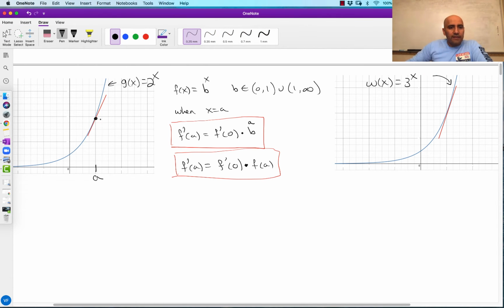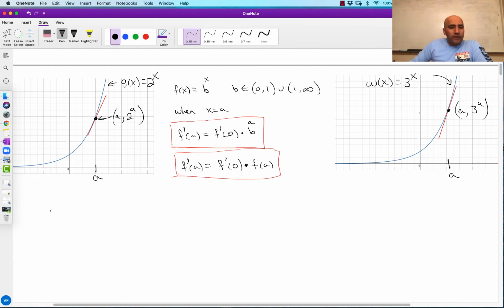So let's say that this point here is the point a, comma, 2 to the a power. And of course, we're interested in the slope of this line, which would be the derivative evaluated at a. Same thing over here. If this is some other point, without loss of generality, let's say that this is the point a. So therefore, this would be the point a, comma, 3 to the a power.